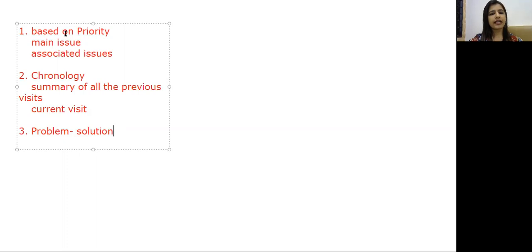So whenever you are deciding about your paragraphing, you have to think from these three possible ways of organizing your information. One way is based on priority, which means you try to prioritize the latest visit, and all the other issues go into the later paragraphs. So maybe the first 2 or 3 paragraphs can focus on the current issue, and other paragraphs can focus on the associated issues. If you write chronology wise, then you go visit wise, okay, and then problem solution.